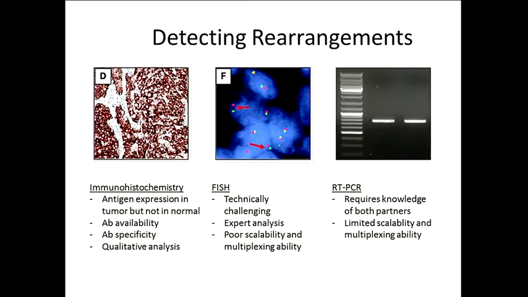But it's technically challenging, and it's not scalable. You can't do 10 different fusion genes at the same time, and you run out of tissue. Again, we have to balance not running out of tissue. RT-PCR obviously is a great technique. RNA from FFPE can be poorly preserved, and also you need to know both partners. So those two major limitations pushed us down the NGS route.